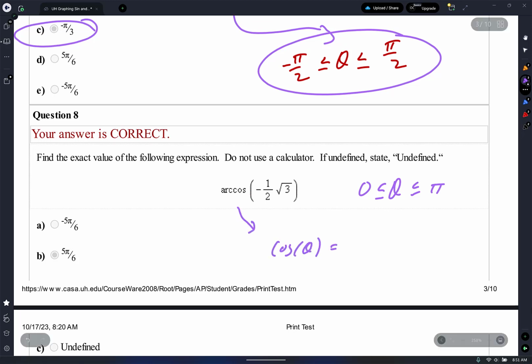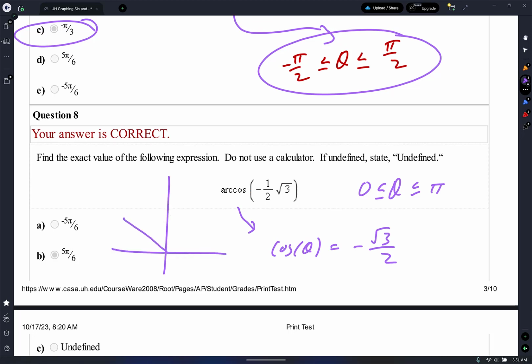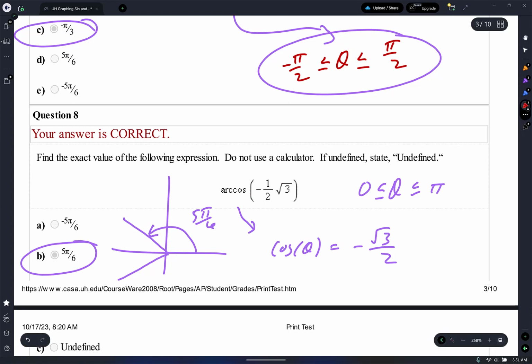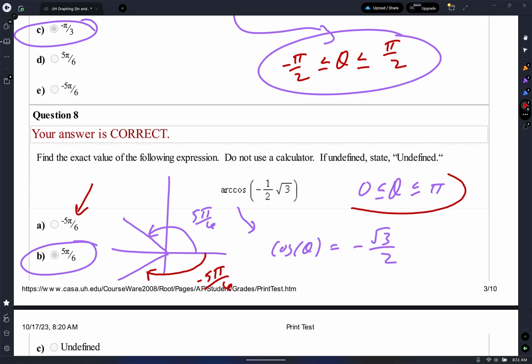Cosine of some angle equals negative square root of 3 over 2. All right, on the unit circle, where is cosine negative square root of 3 over 2? Bam and bam. What is this angle? 5 pi over 6. That negative 5 pi over 6 is also correct, but we want an answer between 0 and pi.